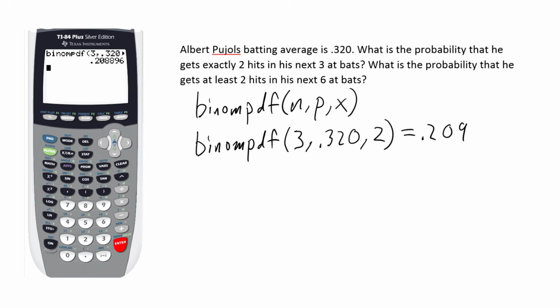Now, that's when we have a problem where we're looking for an exact number. Now, anytime we're looking for something where we want at least some number, or fewer than some number, or anything where it's not exact, then we're going to have to use the binom CDF function, and that's what we'll look at in the next video.